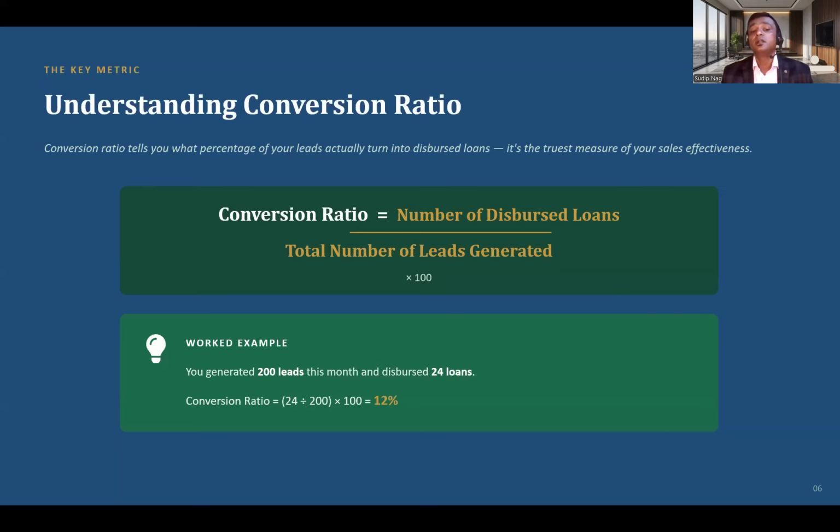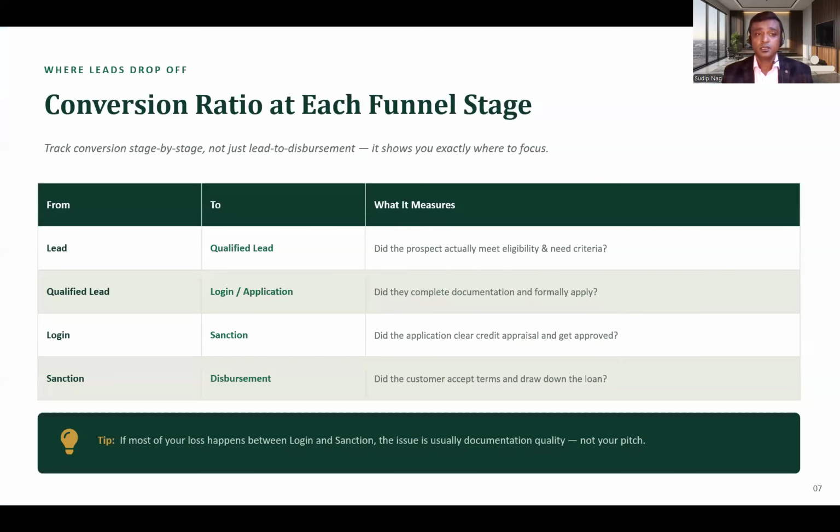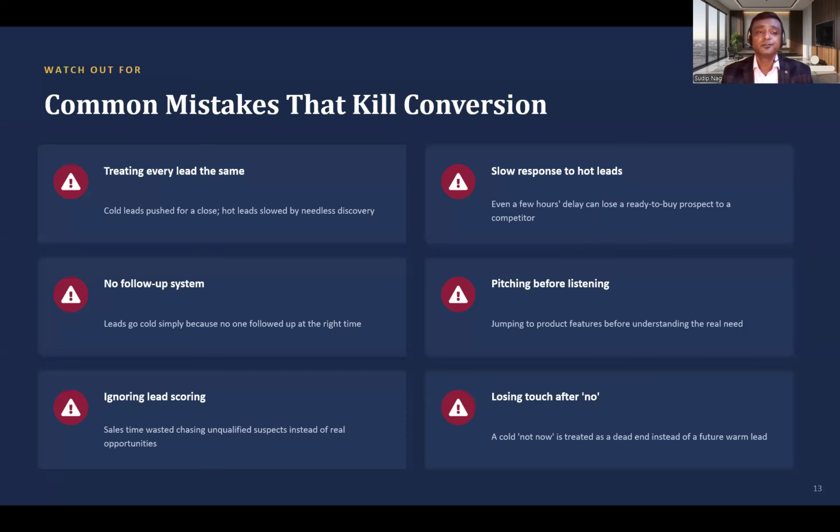So in all sales sectors, not only banking, any sales sector, you have to try first of all to increase the conversion ratio. Conversion ratio at each funnel stage is from lead to qualified lead, then from qualified lead to applicants who have logged in, and then things are sanctioned, like in the banking sector loans are sanctioned, and sanctions are disbursed to them. That's where they finally become the customers.